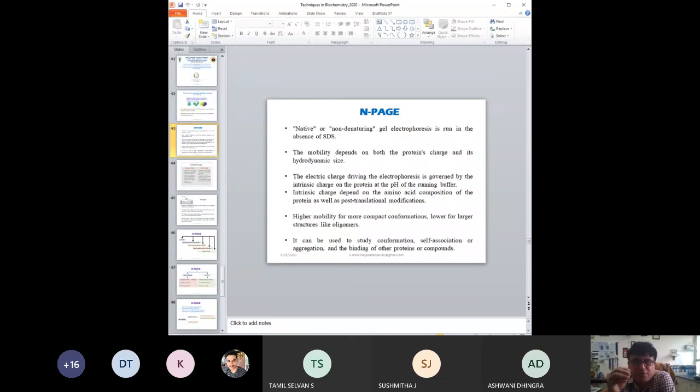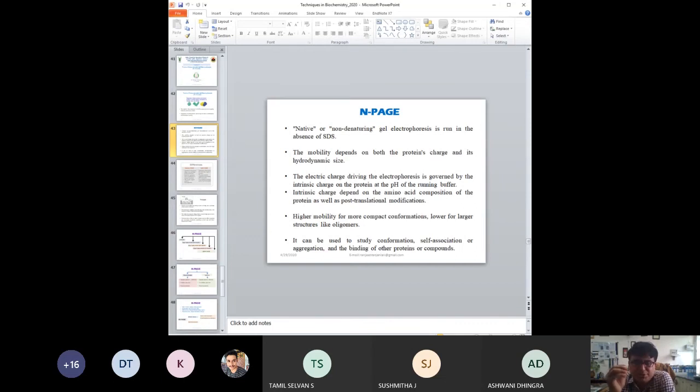In the second last point, higher mobility is observed for more compact conformation and lower mobility for large structures like oligomers, because the sieving effect is also one of the prominent variables which decides the movement or the mobility of this protein in its native conformation.